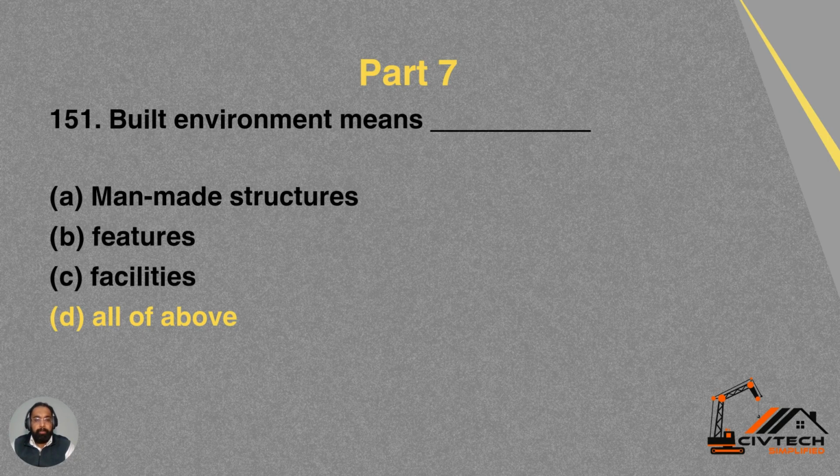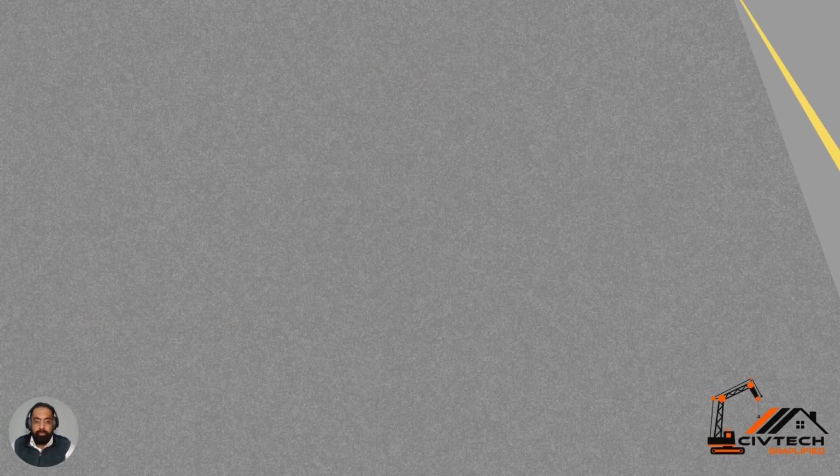Question 151. Built environment means dash. What is built environment? Option A, man-made structures. Option B, features. Option C, facilities. Option D, all of the above. So options A, B, and C all are covered and come under built environment. Man-made structures, features of any project or building, and facilities which are provided within that environment. So option D is the correct answer for this question, which is all of the above.